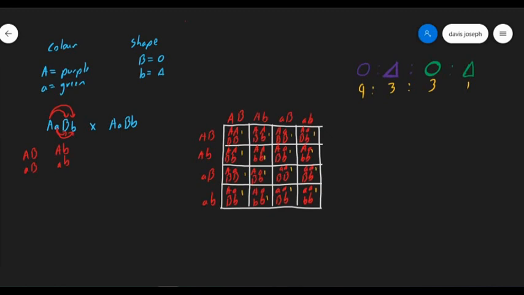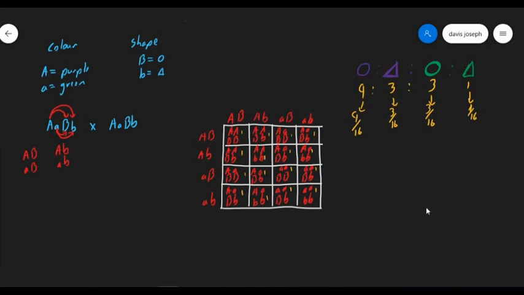So out of every 16 individuals, 9 of them will be purple and round. Out of every 16, 3 will be purple and triangular. Out of every 16, 3 will be green and round. And out of every 16, 1 will be green and triangular.